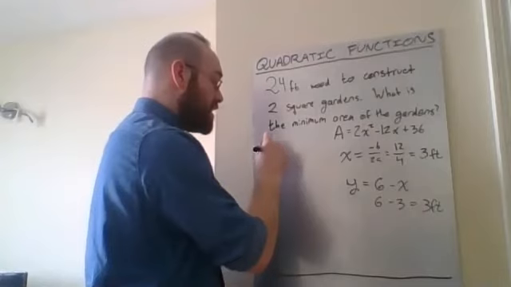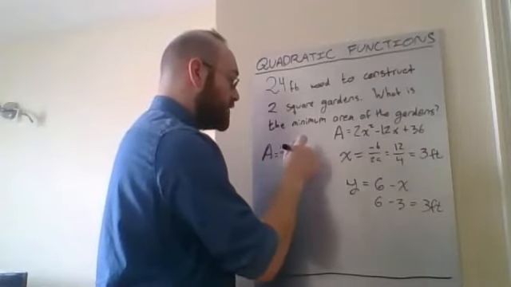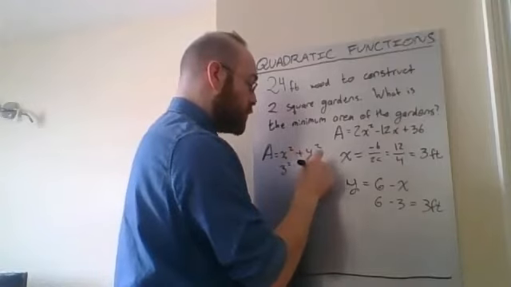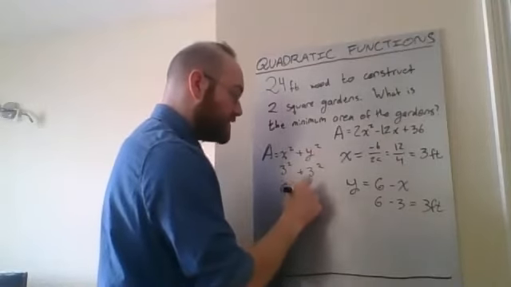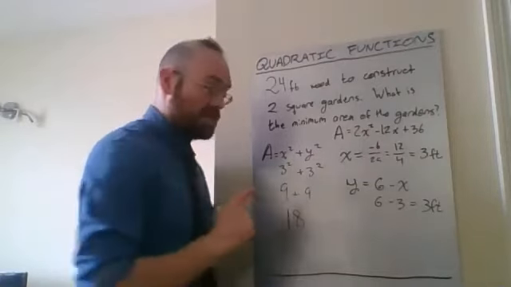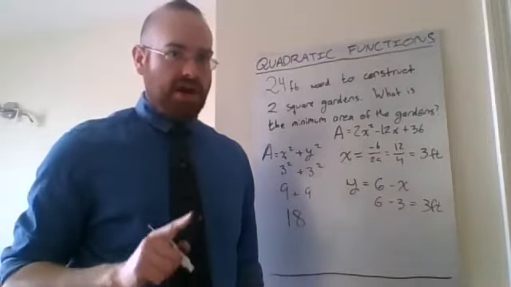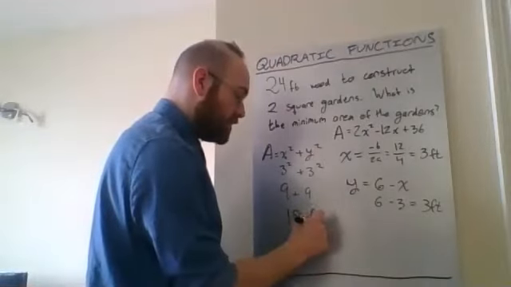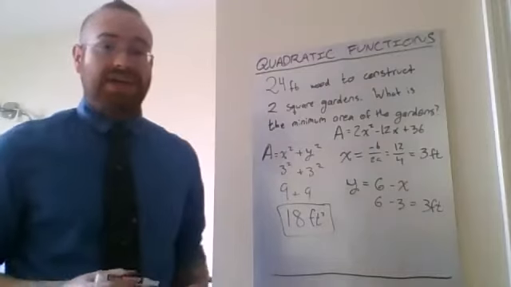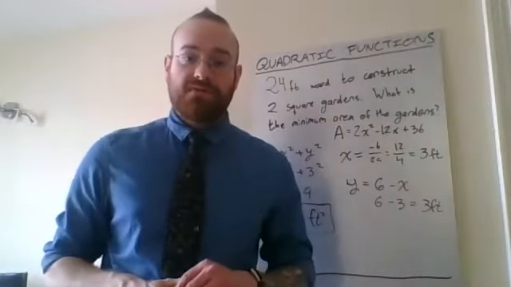So if we know our area is x squared plus y squared, then we have 3 squared plus 3 squared. So that's 9 plus 9. So our area is 18. But it's not feet, the area is square feet. So the minimum area that we're going to have is 18 square feet of garden space.